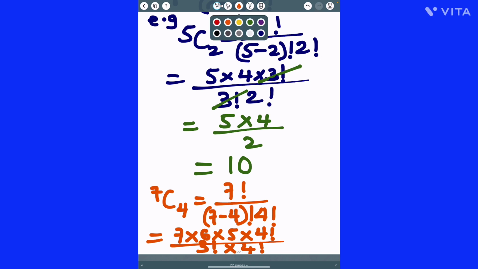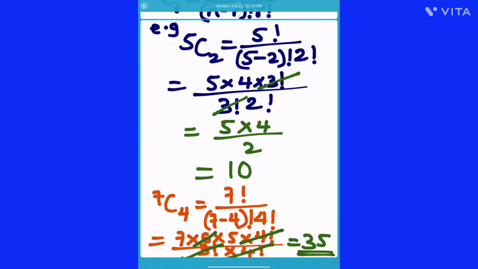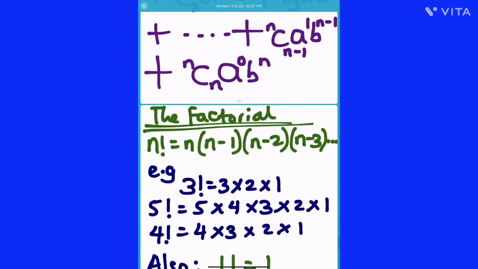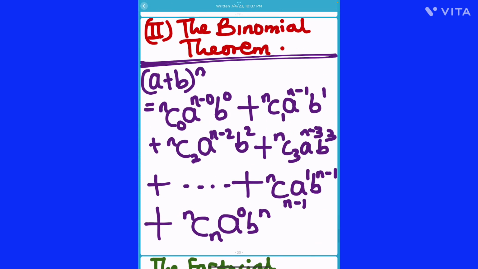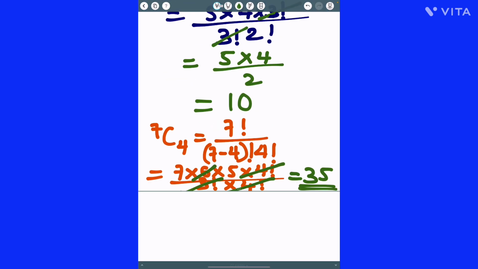So in this case, my 4 factorial will be divided by 4 factorial. Then I have 3 factorial here on the denominator side, which is 3 times 2, it will divide 6. So I have 7 times 5 left, 35. So evaluating factorials and finding n combination r at any point in time is very essential for using the binomial theorem for expansion accurately. So let's take the first example.